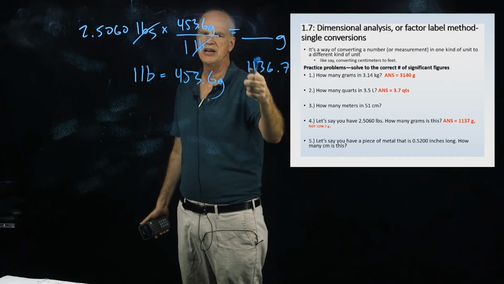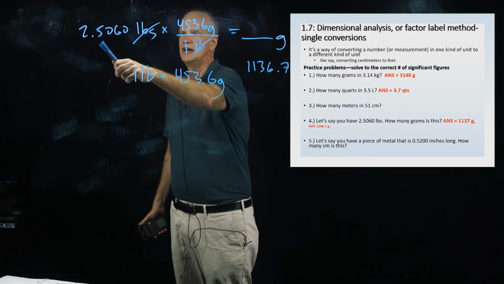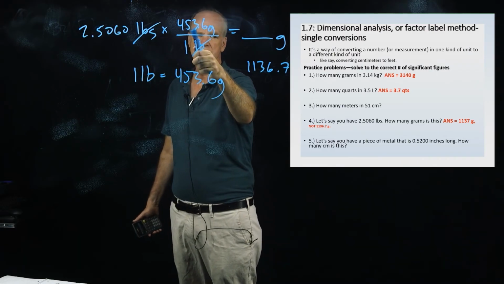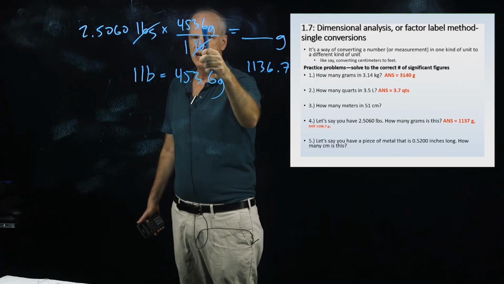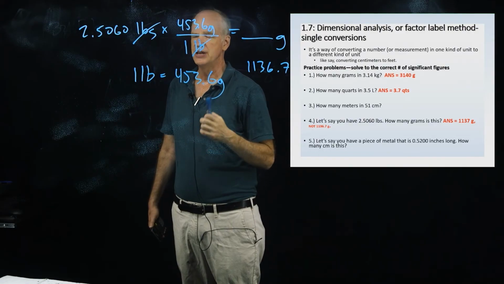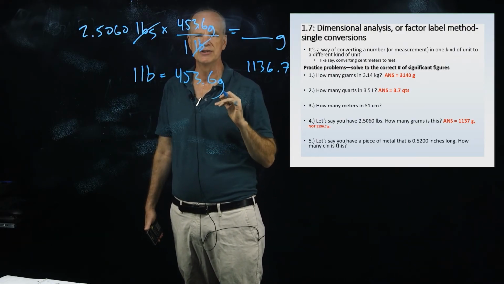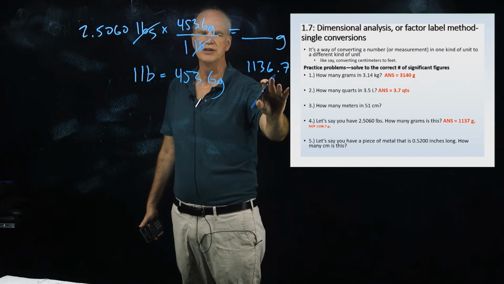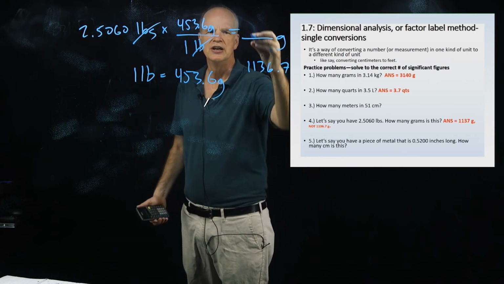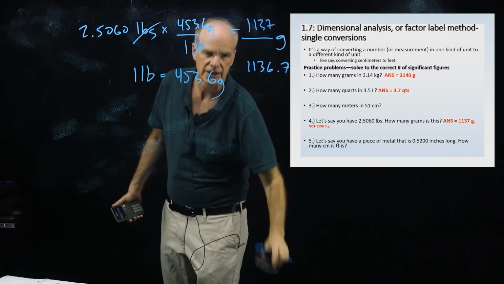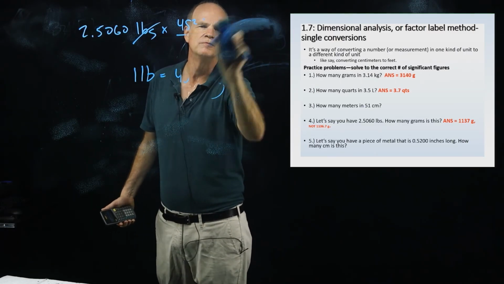We have to convert this answer to the correct number of significant figures. We have 5 significant figures here and 4 significant figures here. We're multiplying these numbers, so the answer should have as many significant figures as the number with the least number of significant figures. This should be rounded to 4 significant figures. So the answer should be 1137 grams. Okay, next problem.